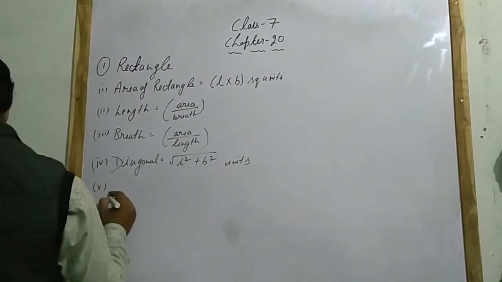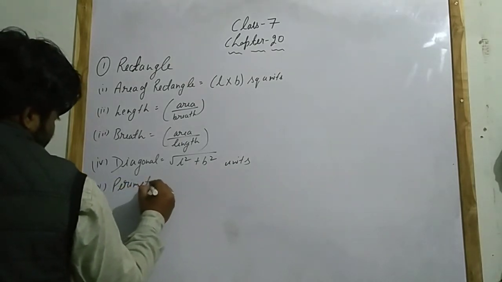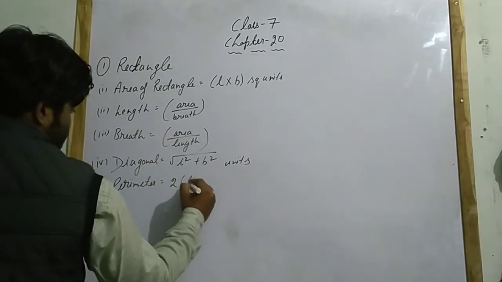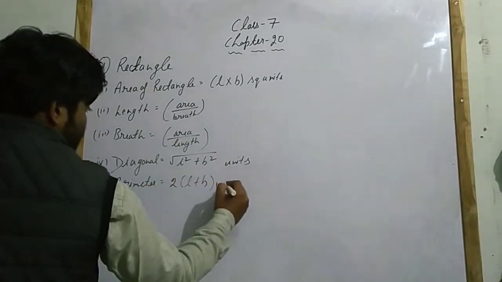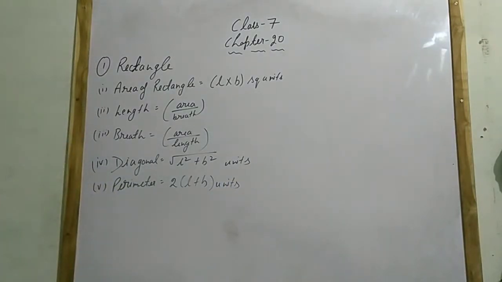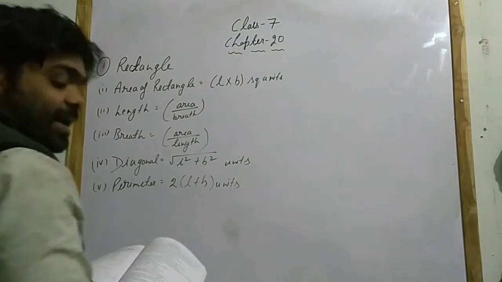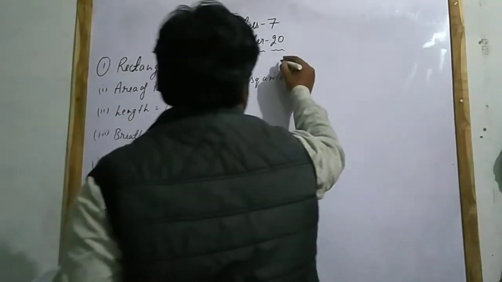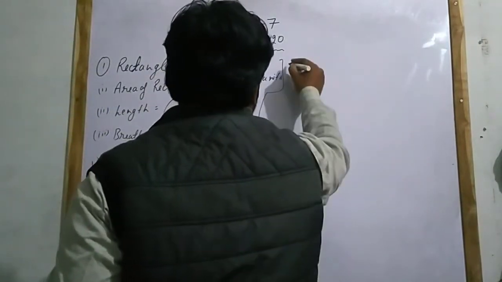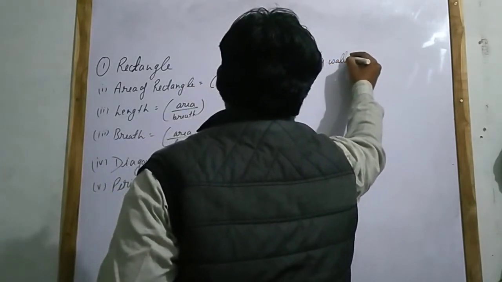Then fifth one is your perimeter. Perimeter is 2 into (L plus B) and your unit. 2 into (length plus breadth), after that you have to write the unit. Now the second one is area of 4 walls.